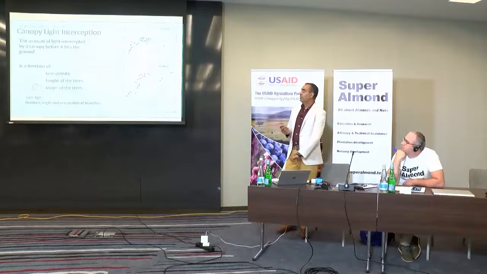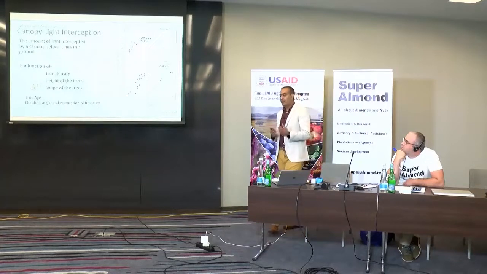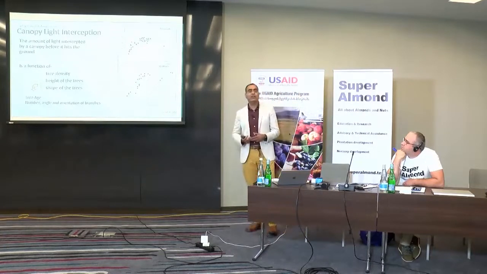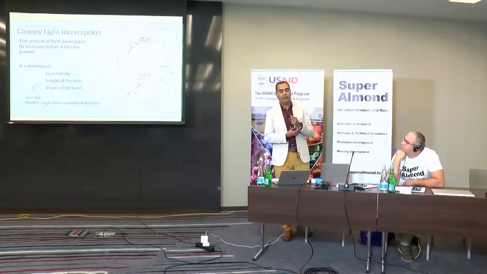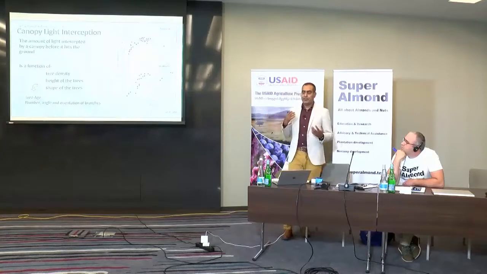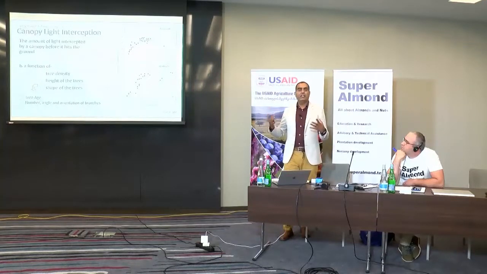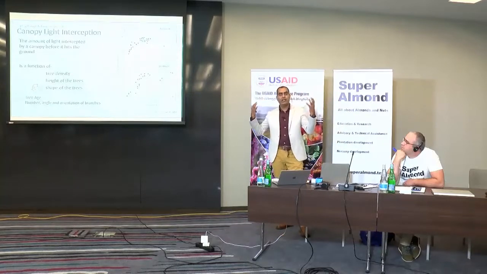So the next term that I would throw into the mix is canopy light interception. Basically, it is the term used for the amount of light that your tree's canopy is receiving and intercepting before that light falls on the ground.